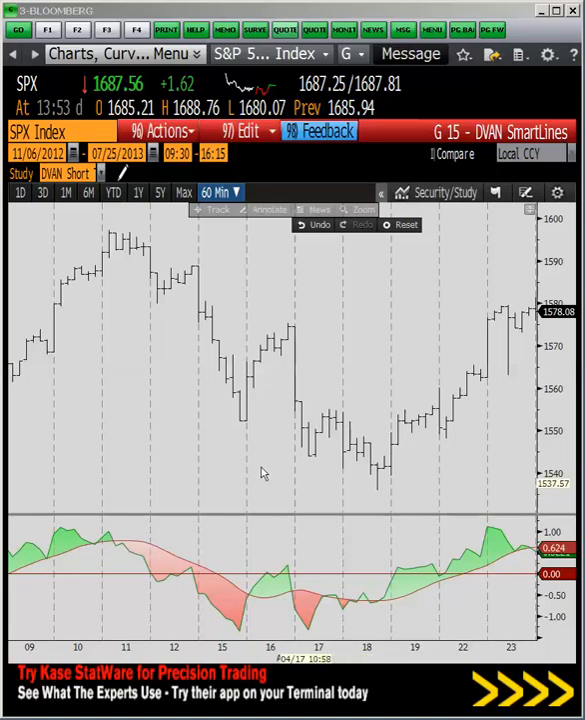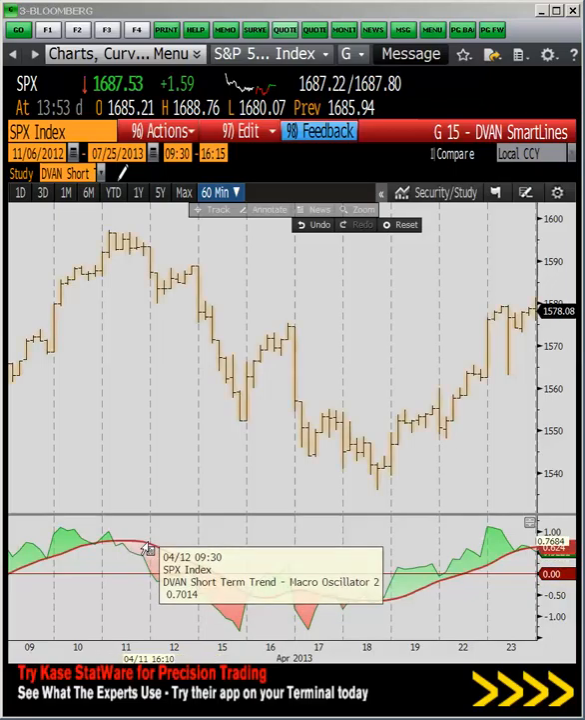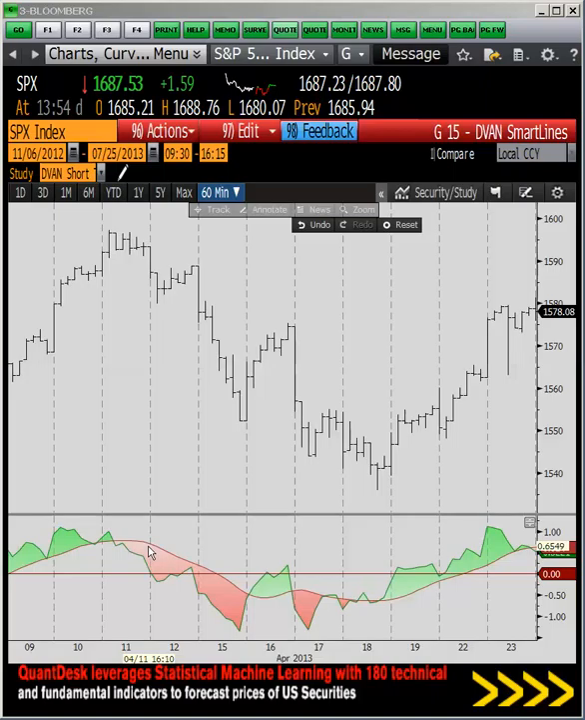This is a tutorial from Divergence Analysis on how to use one of our apps on the Bloomberg terminal, and this study is the DVAN Short Term Trend Study. For this example, we're using the SPX index, which is very popular worldwide, and we're using an intraday chart, 60-minute price bars. Below is the algorithm, and this is our macro oscillator.